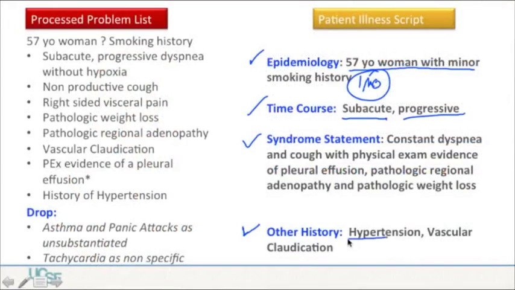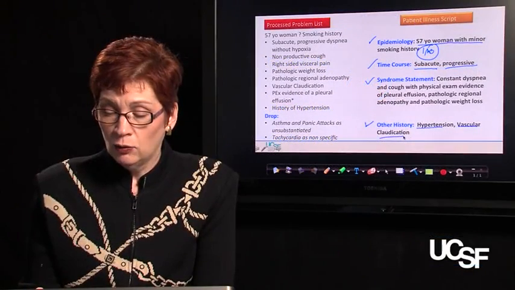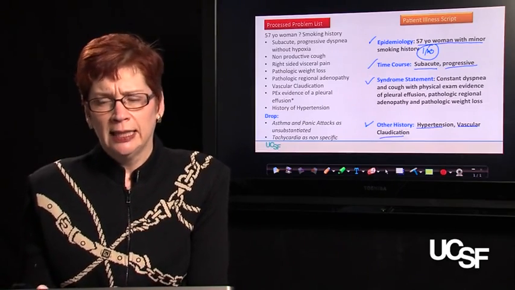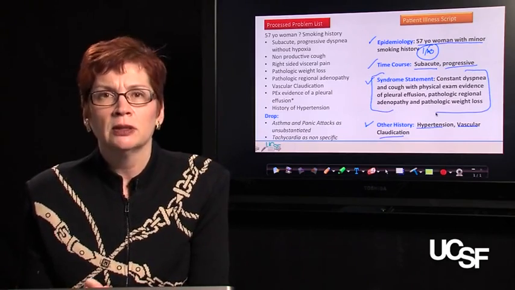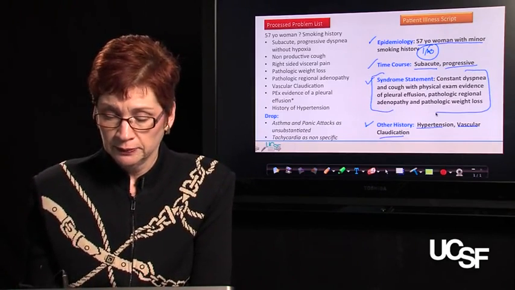Our other history is hypertension and vascular claudication. And we've put those there because they're not clearly linked to a major lung complaint, especially in someone whose blood pressure appears to be relatively well controlled.